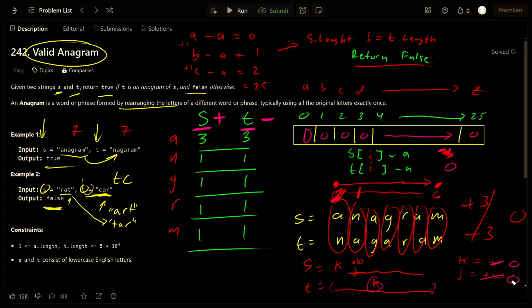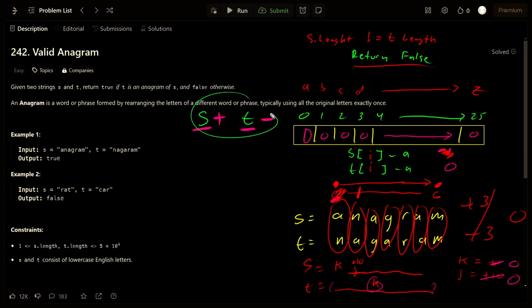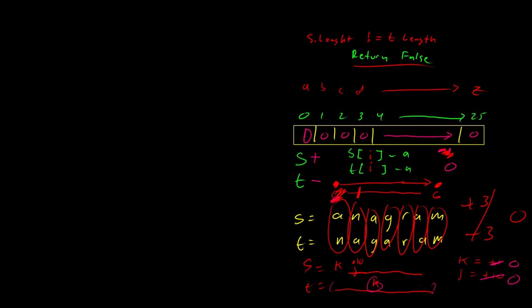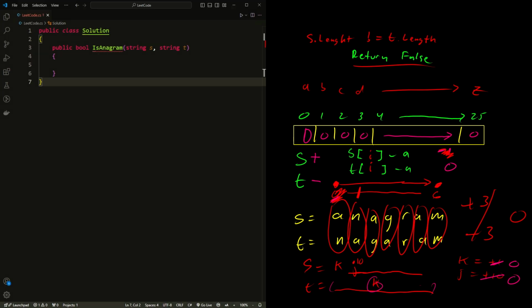So I'm going to erase this here. I'm going to write this over here and erase this. I'm going to get rid of the background. I'm going to bring up my code editor and we'll go ahead and walk through the solution.